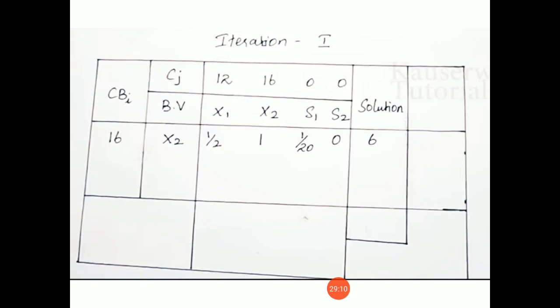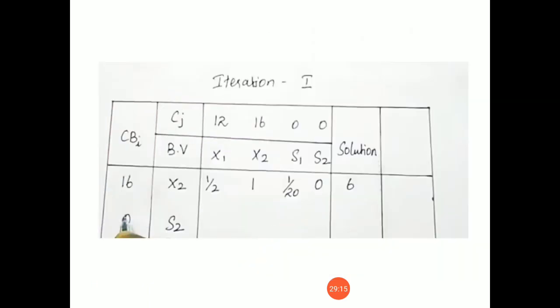Now the second row will remain the same, that is the second row will be the s2 slack variable only, and its value corresponding to the CBI column is 0 only, because this CBI column is representing the coefficient of basic variable in the objective function. So in the objective function, the coefficient of basic variable S2 here is 0 only. So I have written it 0.